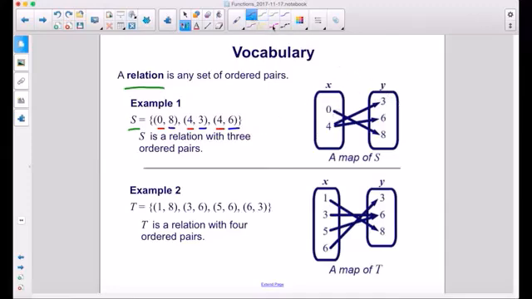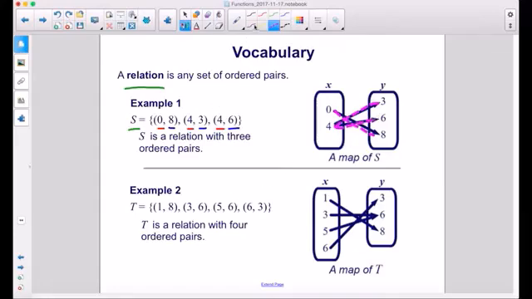And what the map does is it shows you which X values go with which Y values. So in this first ordered pair, we have 0 and 8. So we have X value of 0 maps to the Y value of 8. And then we have 4 and 3. So X value of 4 maps to a Y value of 3. However, we also have another one that has an X value of 4. So 4 also maps to 6, like that.